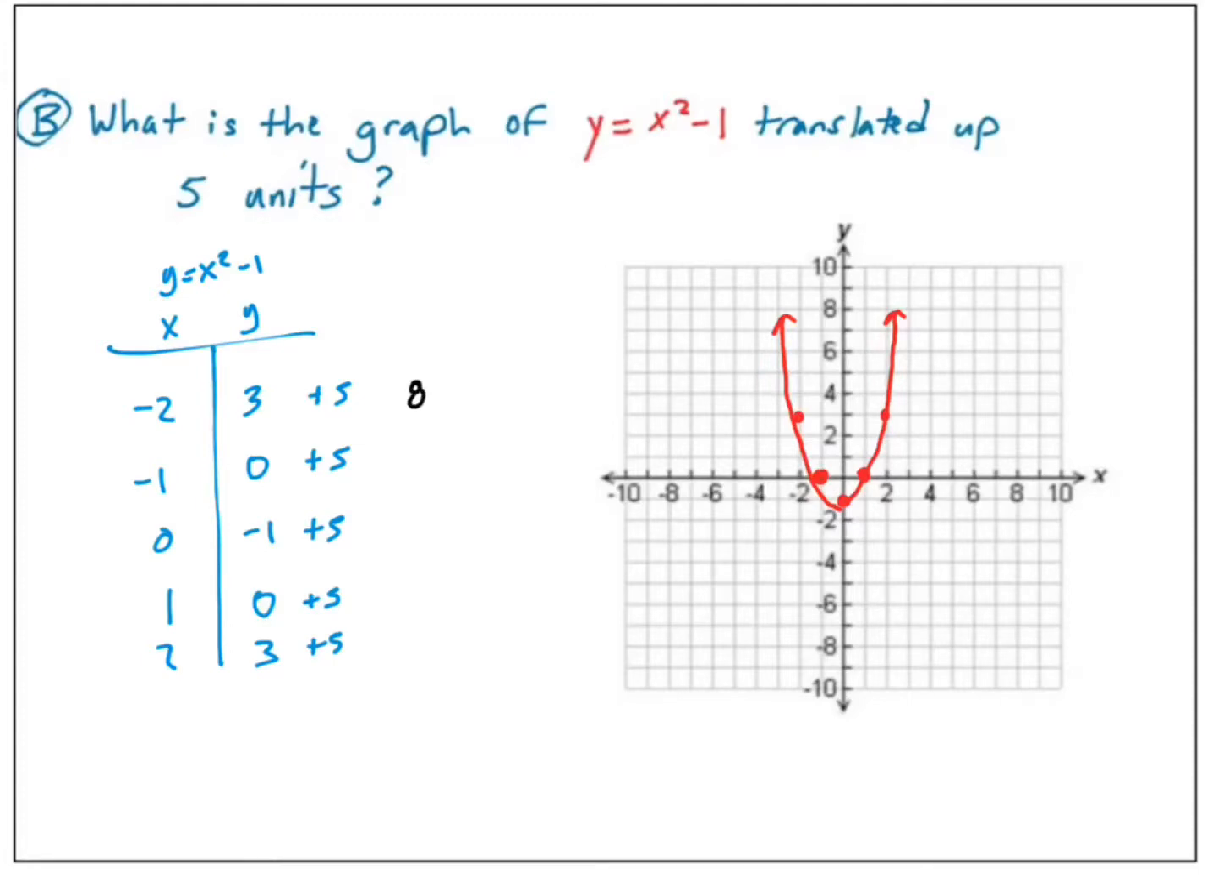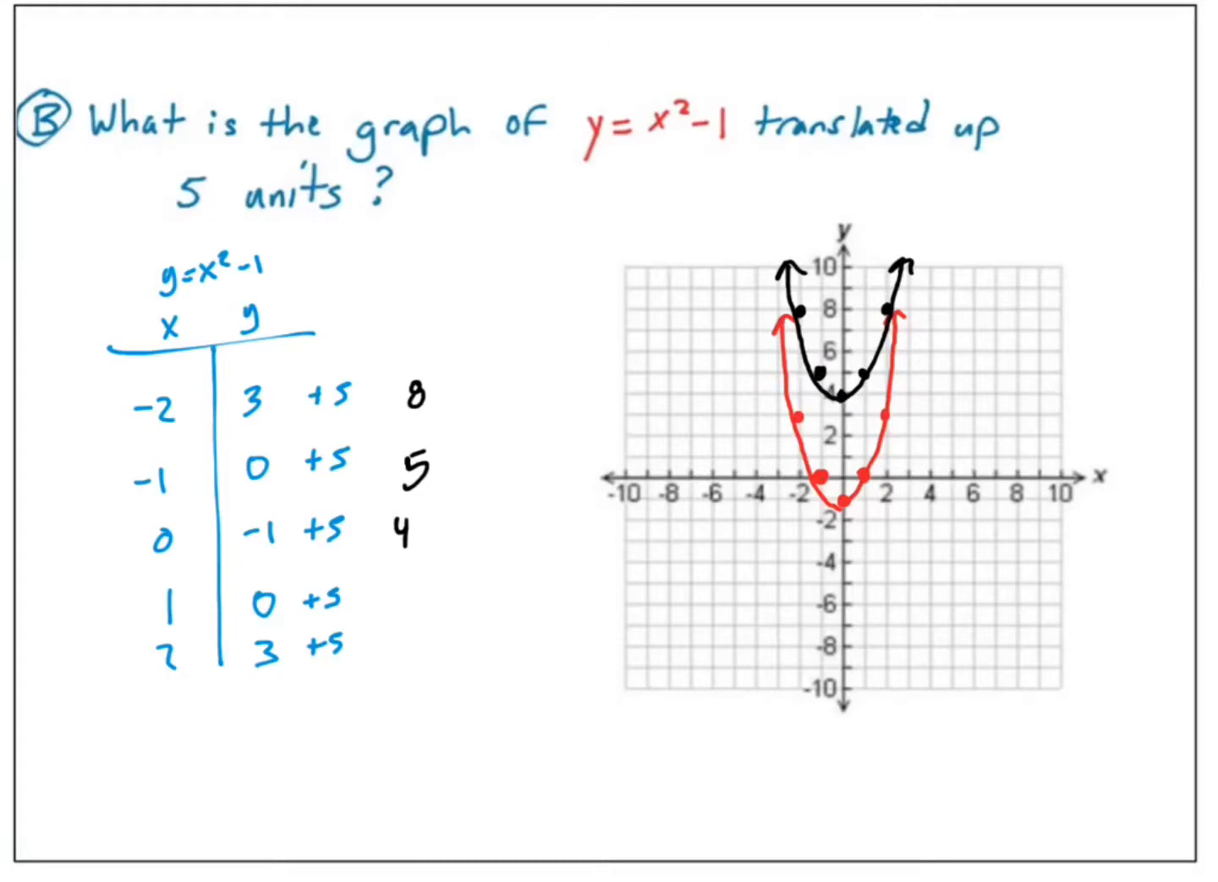So this point should be negative 2, 8. This would be negative 1, 5. Oops, put that in the wrong spot. Negative 1, 5. This one would be 0, 4. This would be 1, 5. And then we've got 2, 8. So this would be our graph if we shifted it up 5 units.